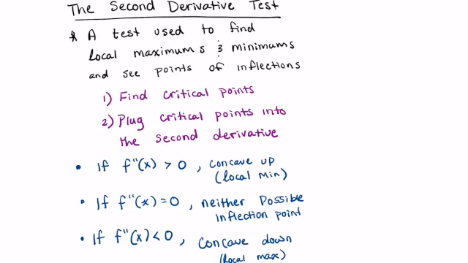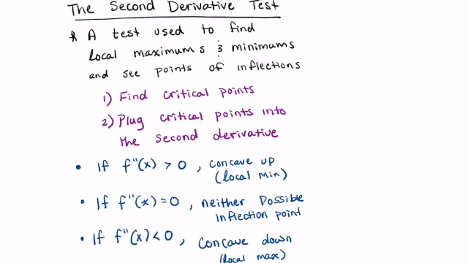In this video, we're going to look at the second derivative test. The second derivative test is an easy way for us to test whether a function has a local minimum or a local maximum at the critical points. It's very simple. We're going to start with two simple steps. The first step is to take the first derivative so that we can find the critical points.